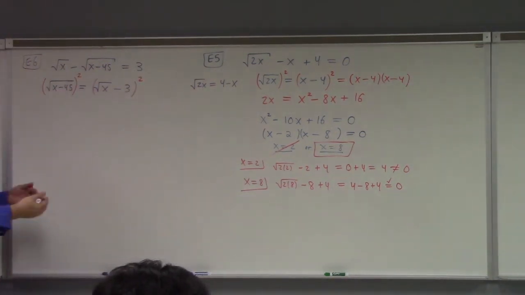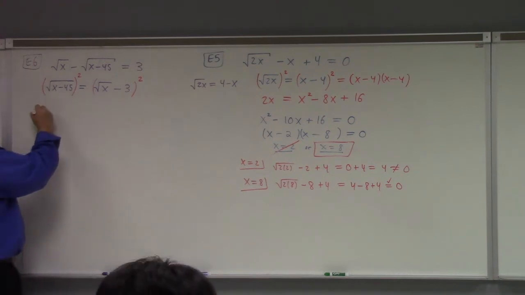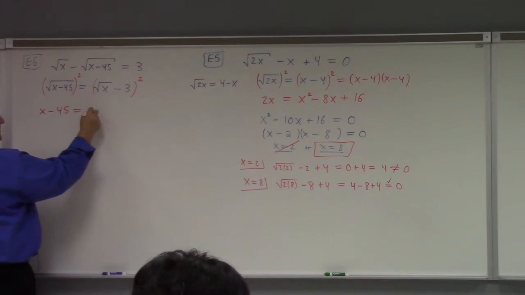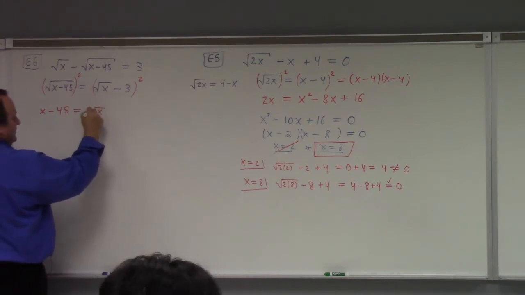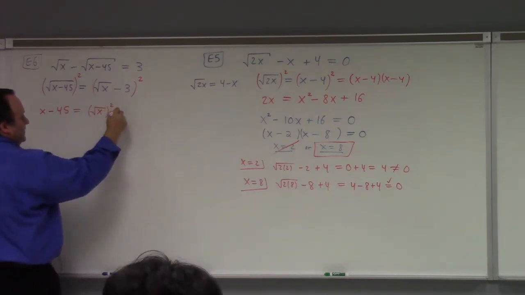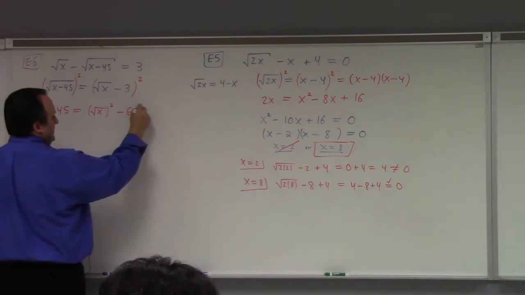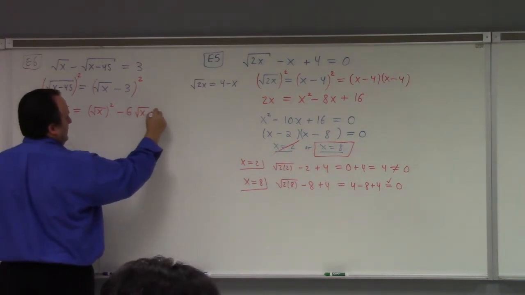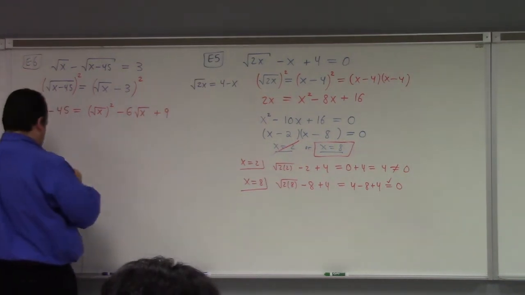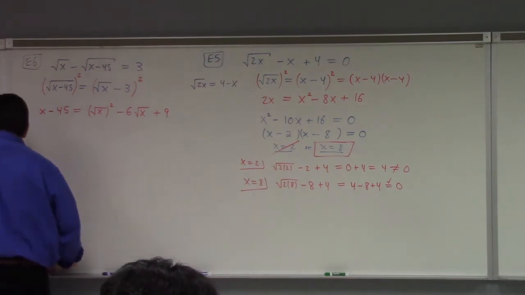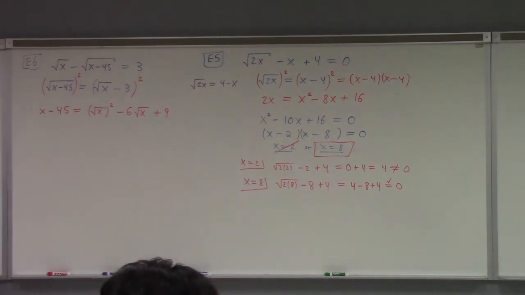Again, we need to think through the squaring. The left-hand side is easy, x minus 45. The right-hand side, we're going to have the square root of x, quantity squared, minus 6 times the square root of x, plus 9. Let me erase the other one so I can write that out.